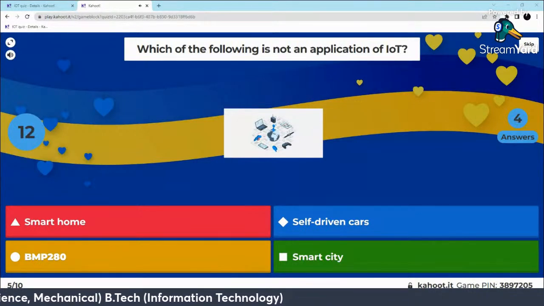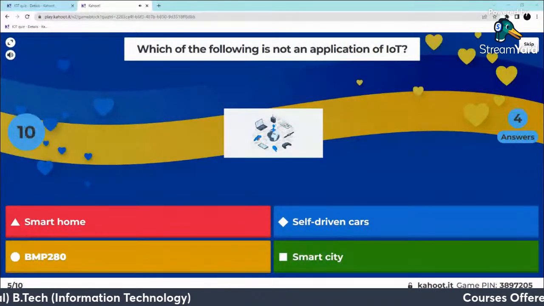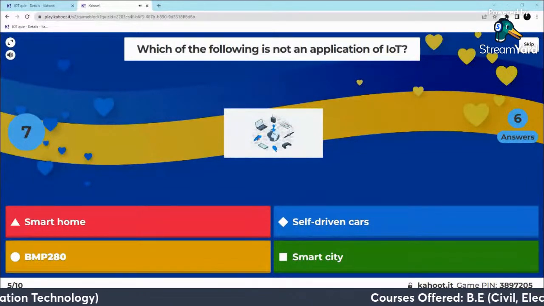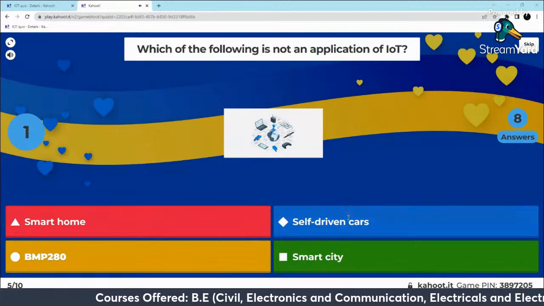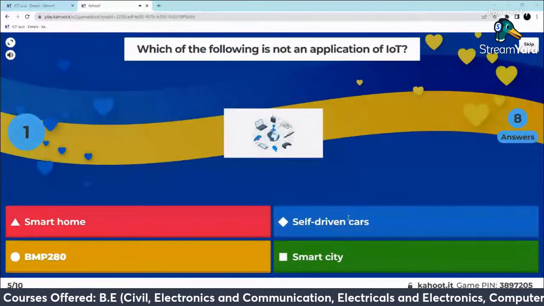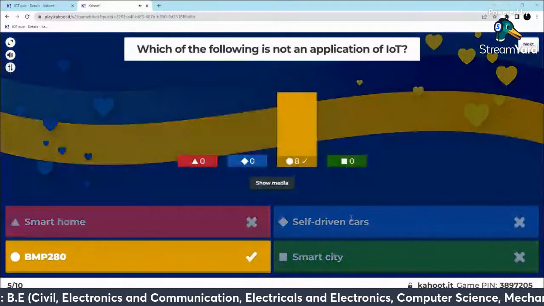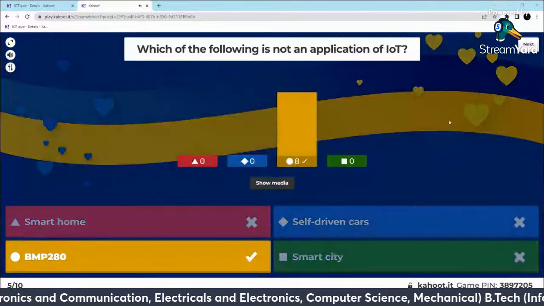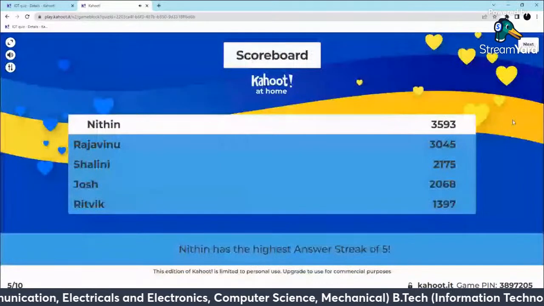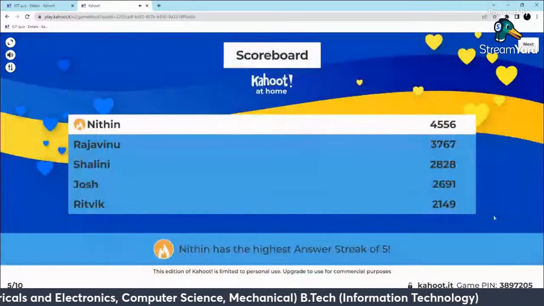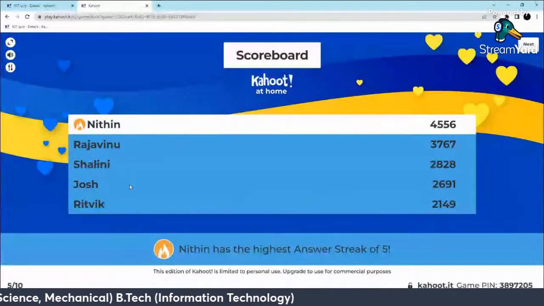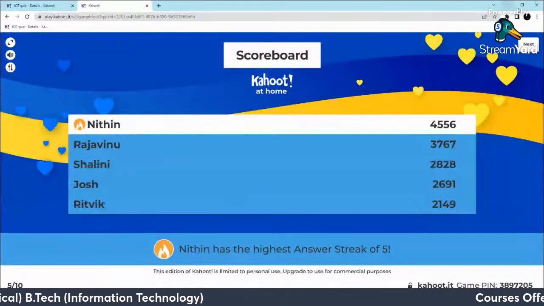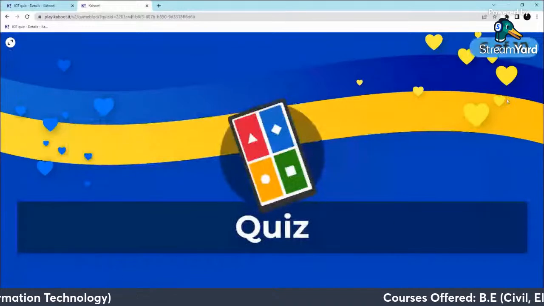And we have about 10 seconds left. Three, two, one. And the answer is right, BMP 280. So who is on the top? It is Nitin. Wow, he has the highest answer streak of 5. That's great. And Raja, Vinu, and Shalini followed by them, and Josh and Ritwik. Moving on to the sixth question.